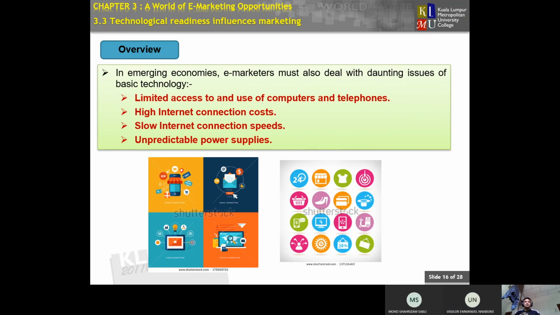Technology readiness influences marketing. In emerging economies, e-marketers must also deal with the daunting issue of basic technology, limited access to, and use of, computers and telephones. These are currently issues inside the emerging countries: limited access and high internet connection costs.